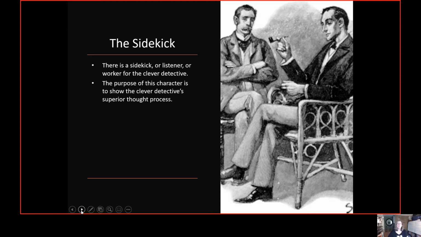The purpose of the sidekick is to give the detective someone to talk to about their thought process and show how much smarter the detective is than the sidekick.